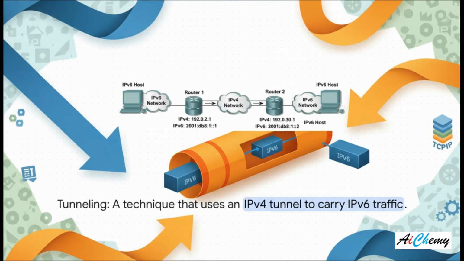Okay, but how do you upgrade the entire internet without just shutting it down for a week? It's like changing the engine on a plane while it's flying. Well, one of the really clever ways we're managing this transition is a technique called tunneling. Basically, you can wrap a new IPv6 packet inside an old IPv4 packet, kind of like putting it in an envelope, so it can travel across the older parts of the internet to get where it's going.